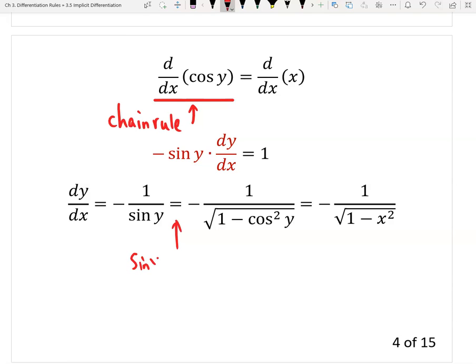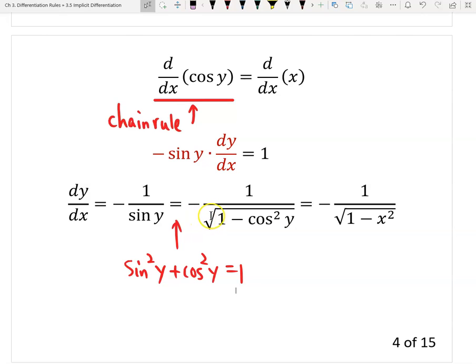I will not use this one. I will put the original Pythagorean so you can see the detail. Because sine square plus cosine square equals 1, this is the Pythagorean we used. So we can solve for sine, which is the square root of 1 minus cosine square.